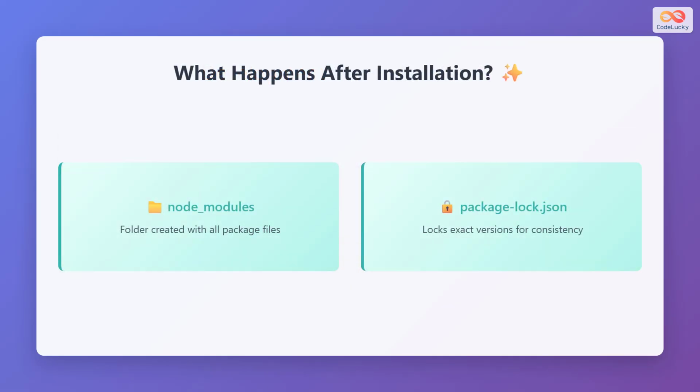After you run npm install, a few things happen. First, a folder named node_modules is created in your project directory. This folder contains all the installed package files. Second, a package-lock.json file is generated. This file locks down the exact versions of the dependencies used in your project, ensuring consistency across different environments and installations.